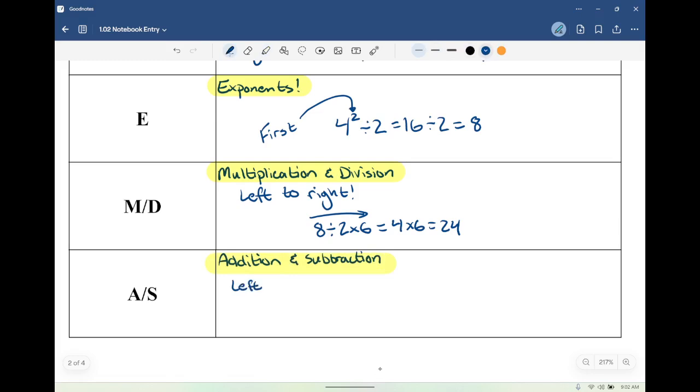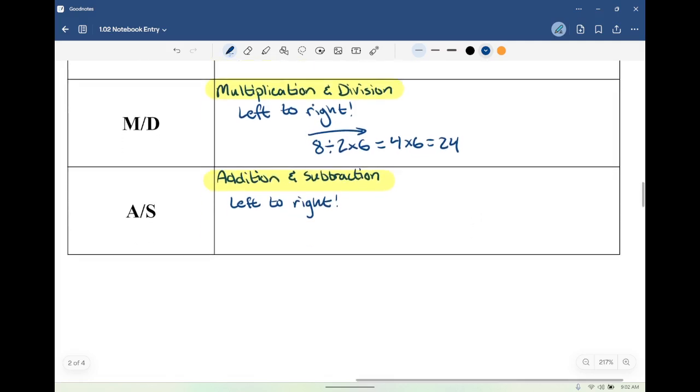Again, we work these left to right. And so if I have something like 4 minus 2 plus 3, starting with the 4 minus 2 for 2, and then plus 3 for 5.